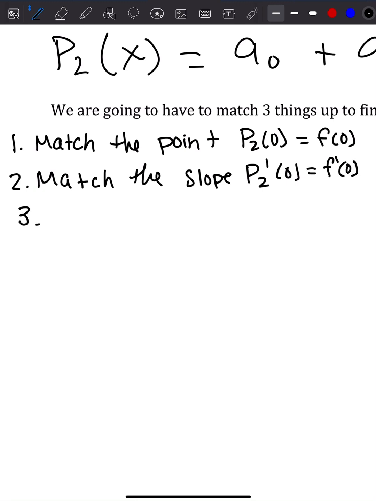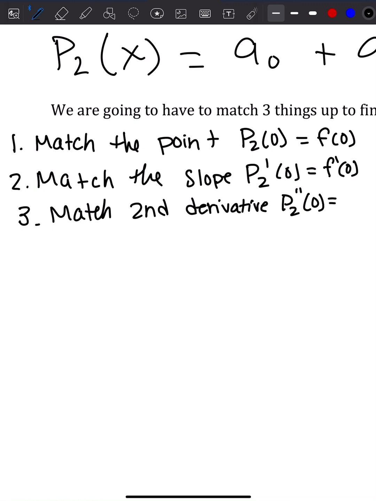And we need to do that for the second derivative. So p sub 2 double prime is equal to f double prime of 0. So these are all at our center. That's a really big thing here, and we're using that on purpose. We're doing that so that our x value goes away and we don't have to worry about it. So let's do the first part.